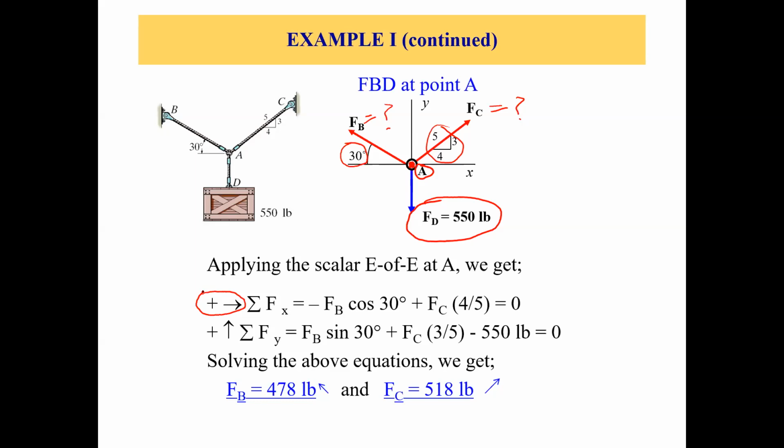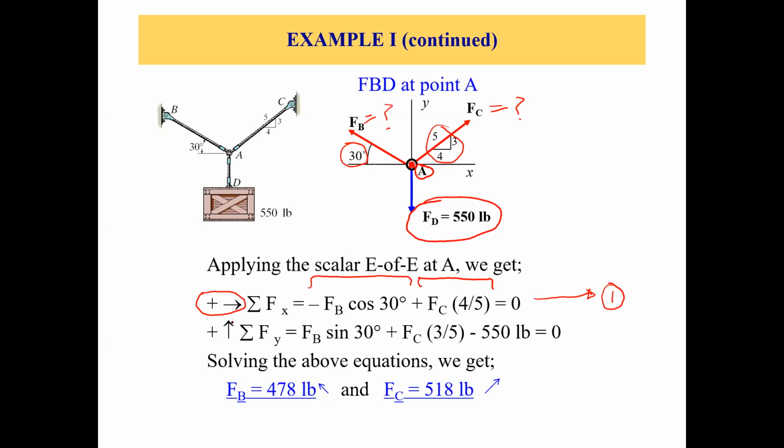It's acting rightward, so it's a positive force. So FC times 4 by 5 is a positive force. And then we have a component of FB, which is acting leftward, FB times cosine of 30, which is a negative force. So negative FB times cosine of 30 equals 0, because we know that there's no unbalanced force. That's how we write this equation of equilibrium in the x direction. All right, so we are done with this. Let's call it equation 1.